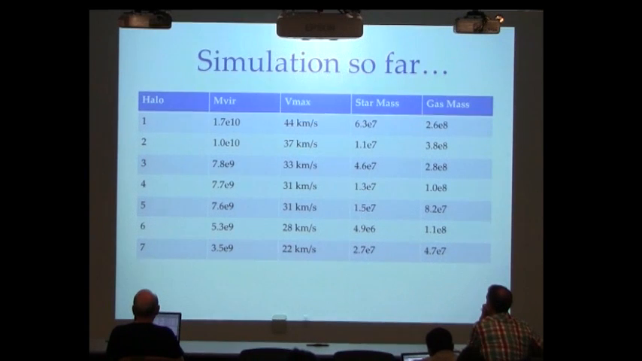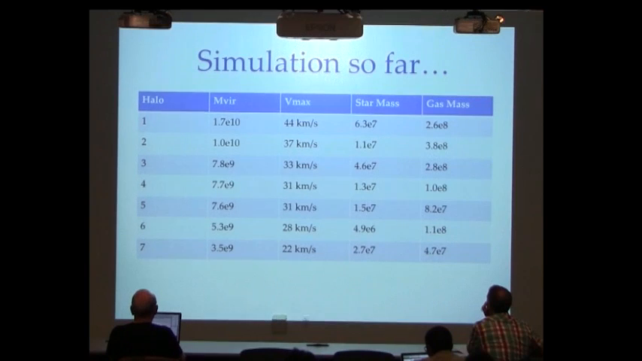So the simulation so far, we form about 10 halos that form stars, and I've shown you the first 7 here. They're in that interesting range of mass that was mentioned in the previous talk. So they range from on the order of 10 to the 10 solar masses down to a few times 10 to the 8 solar masses in virial mass. And you can see the corresponding stellar mass and gas masses in addition to the Vmax for these halos as of z equals 0.4.